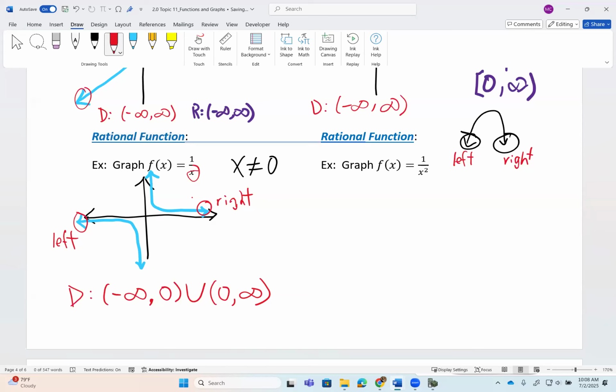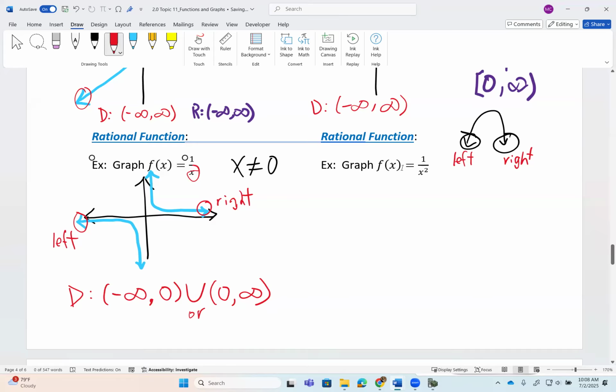So when we read this domain, we understood your x values are coming from negative infinity all the way to 0, but not including 0 because that's your restriction. Union connects the 2 parts, right? Or union is the word or. My domain can be from 0 all the way to infinity, but 0 is not included. Okay, we don't talk much about range for rational functions.